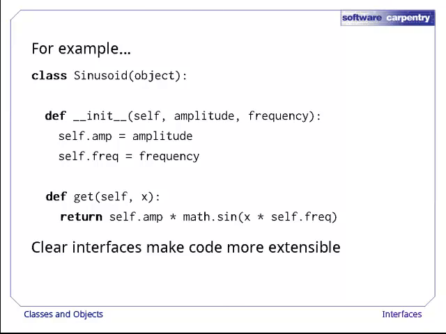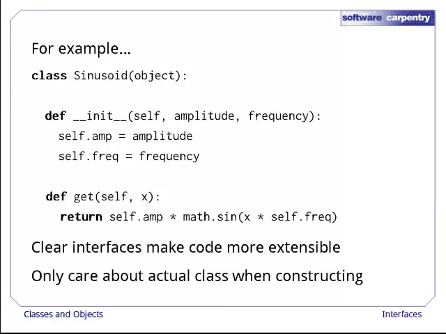The key idea here, the most important one in object-oriented programming, is that building programs out of components with clearly defined interfaces makes programming easier. You can tell if you're doing this right if the only time you need to know an actual class name is when you're constructing an object. Everywhere else in your program, you shouldn't care what the class is, just what methods it has, i.e. what it knows how to do.